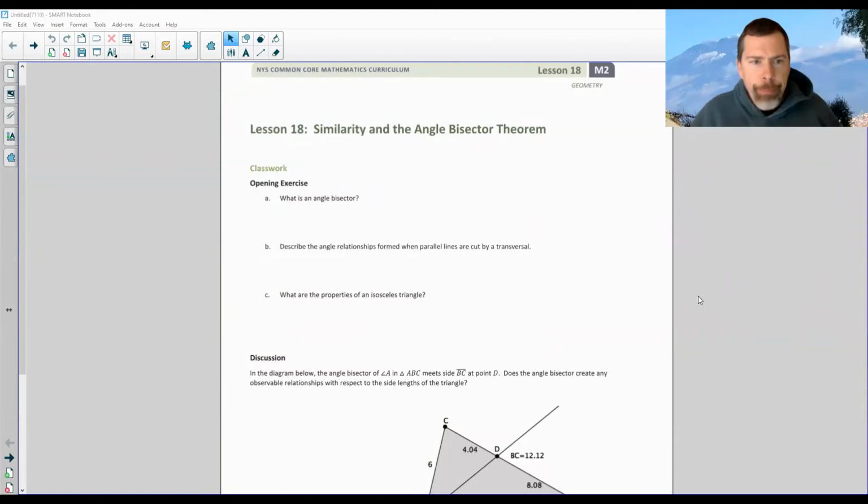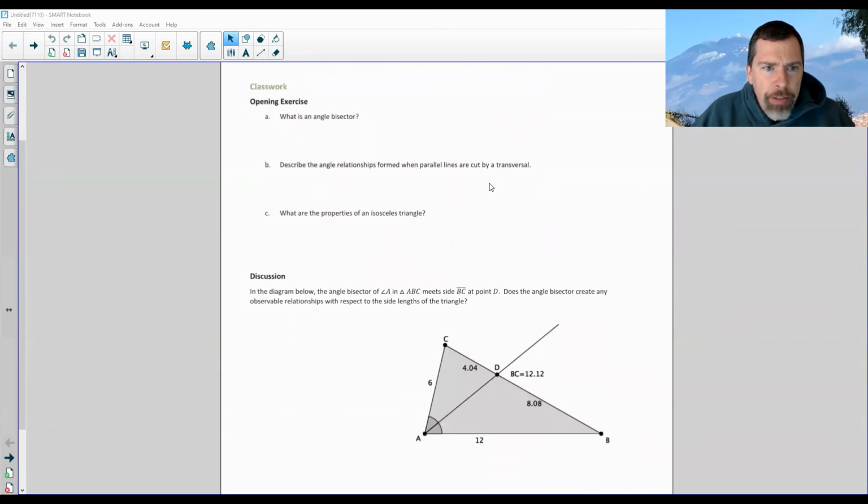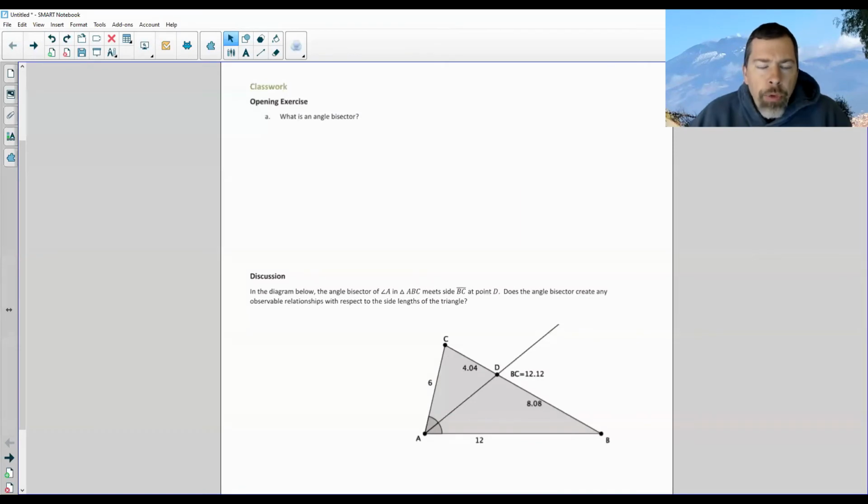Lesson 18, Similarity and the Angle Bisector Theorem. Classwork, opening exercise. Exercise means do it yourself. Pause the video, see if you can answer these 3 questions, and then come back and we will fill them in. Okay, so here we go.